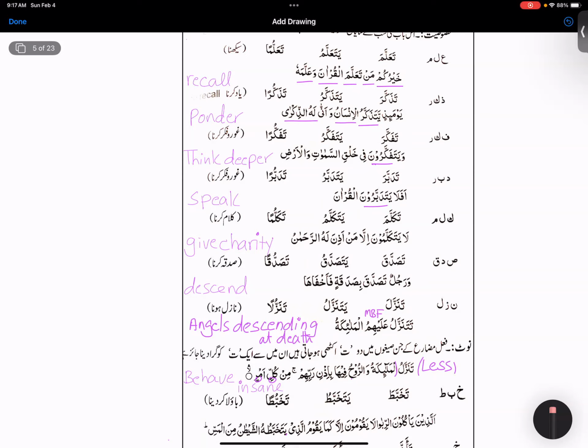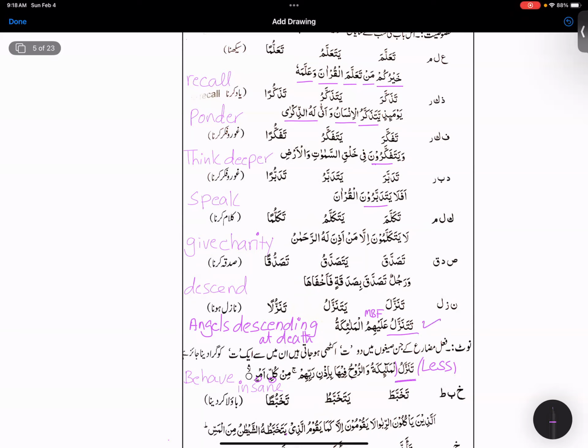tanazzala, yatanazzalu, tanazzulan. So tatanazzalu alayhimul malaikatu. Right? So angels descend upon them. So malaika descend upon them. Fi'l mudari', okay, we will see that concept. Tatanazzalu. So you see over here, tatanazzalu, right? And then we see tanazzalu over here.